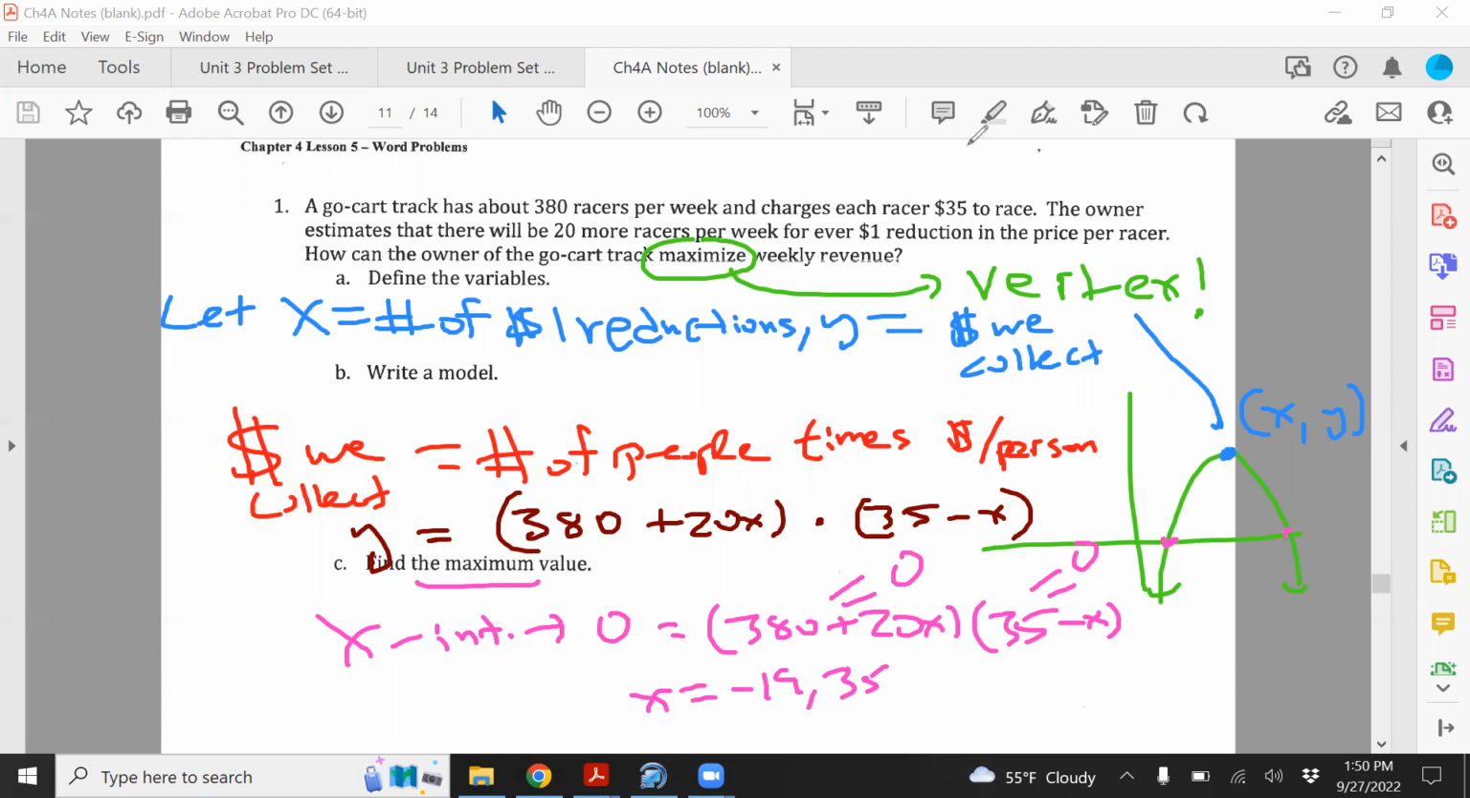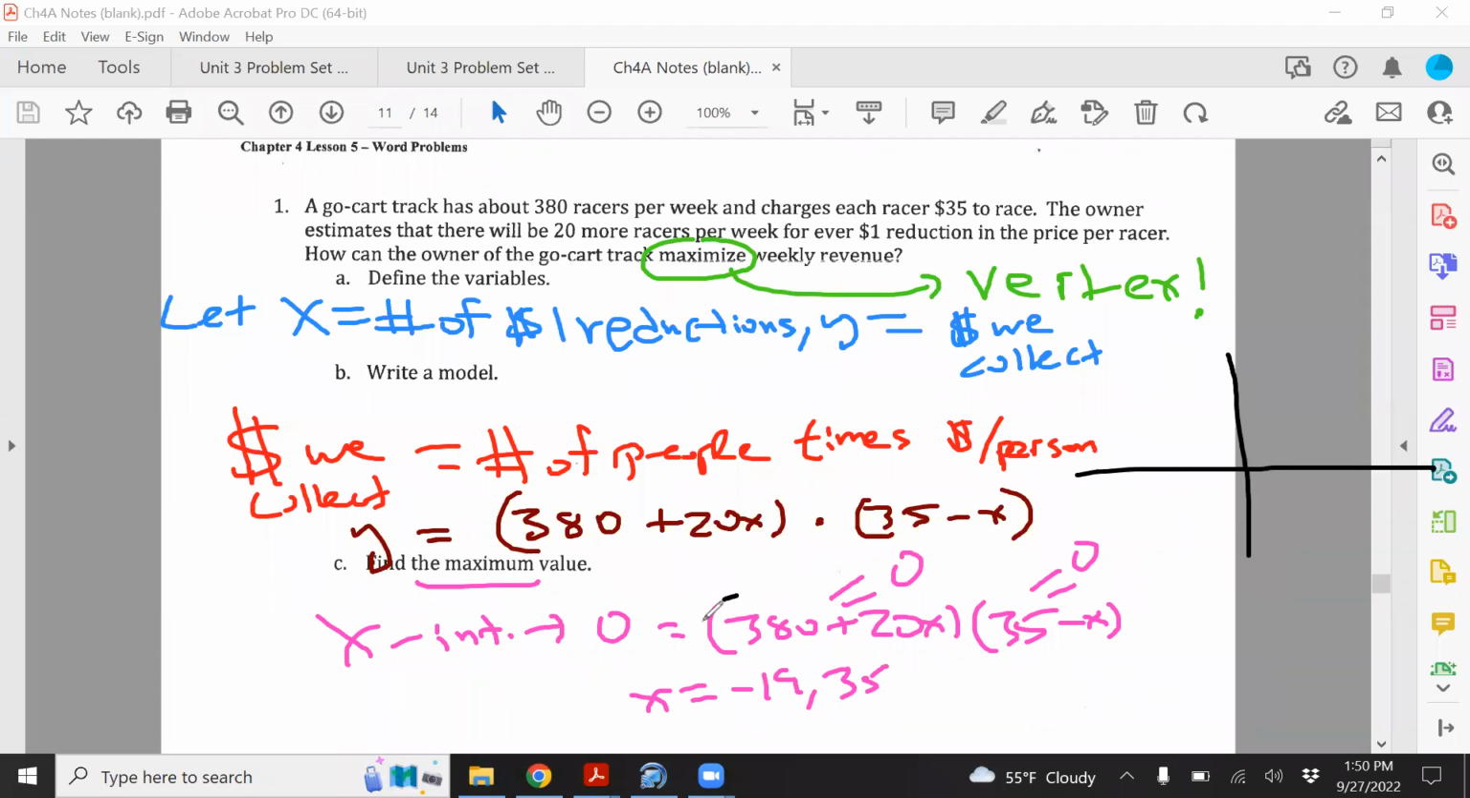So let me redraw this graph because this graph's not terribly accurate. Okay, let me redraw the graph to the right here. Wait, why is it negative 19? Okay, so set the factor equal to 0. And it can't be a negative.